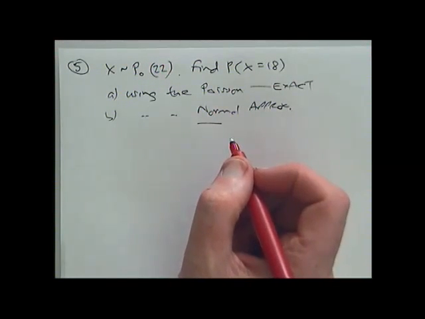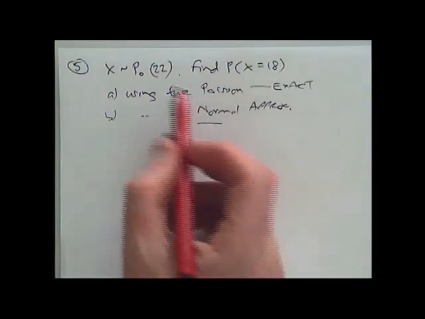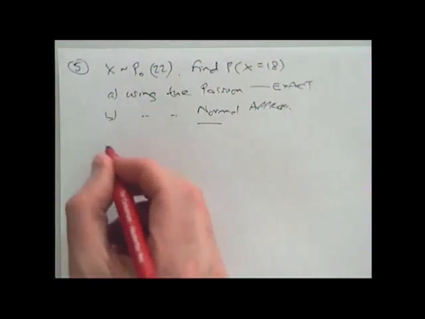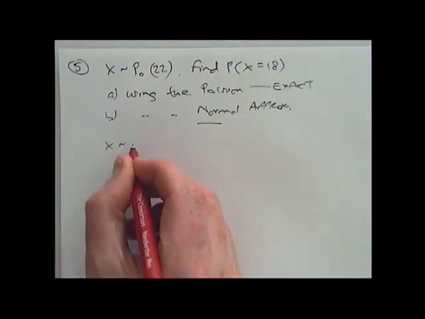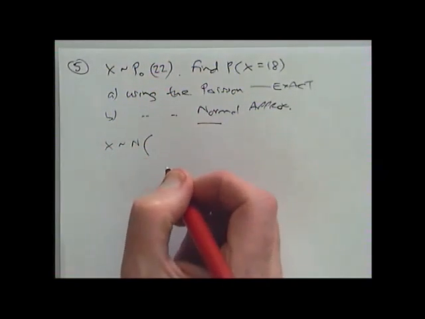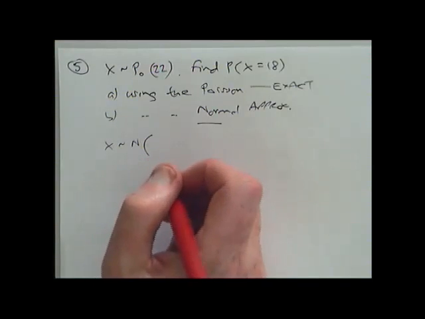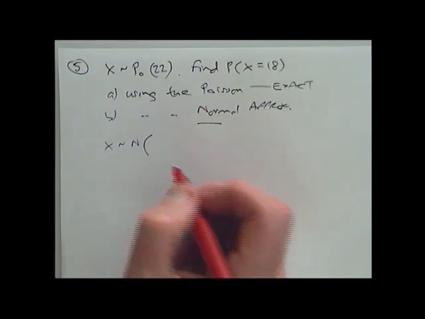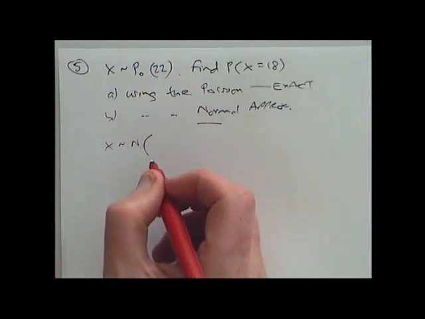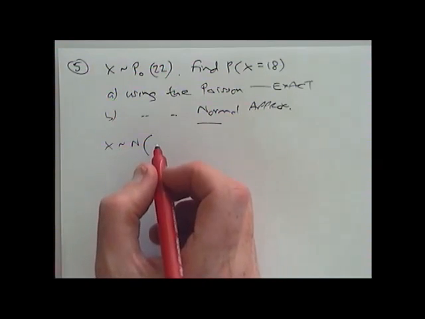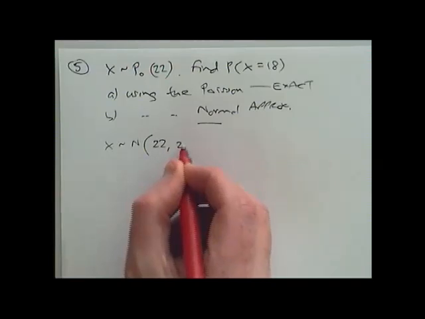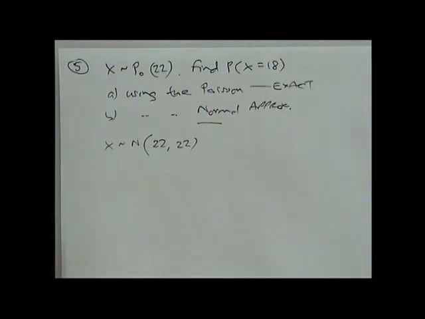Is our condition met? Is lambda bigger than 15? Yes, it is. So x will follow approximately the normal distribution. And what goes in this bracket? The mean and the variance, which are what values? Lambda and lambda, yeah. 22 and 22. Okay, the mean and the variance gives them that.